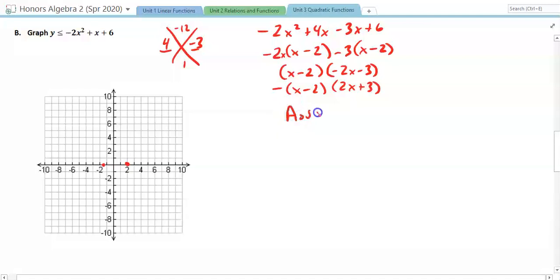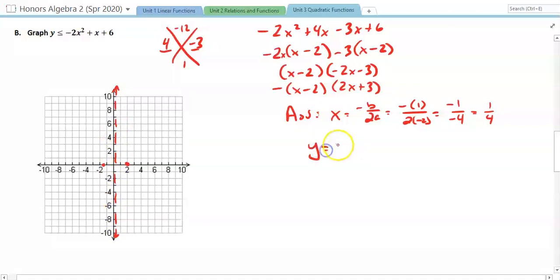The axis of symmetry, again, we could do from our original. x equals the opposite of b over 2a. So the opposite of 1 over 2 times negative 2 is going to give us negative 1 over negative 4, which is positive 1/4. And so my axis of symmetry is just here to the right of the y-axis. Okay, and so now I can plug that back in. So y equals negative 2 times the 1/4 squared plus the 1/4 plus the 6.